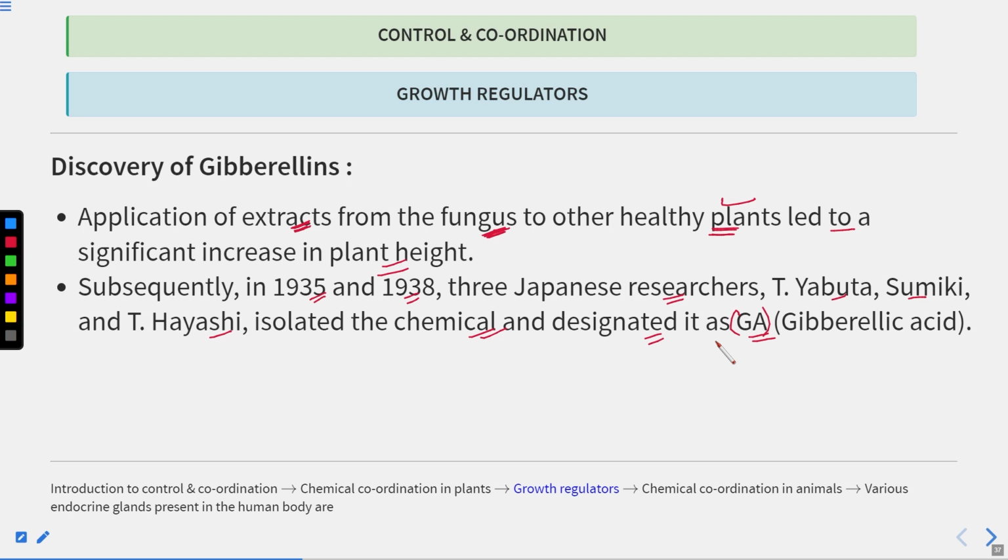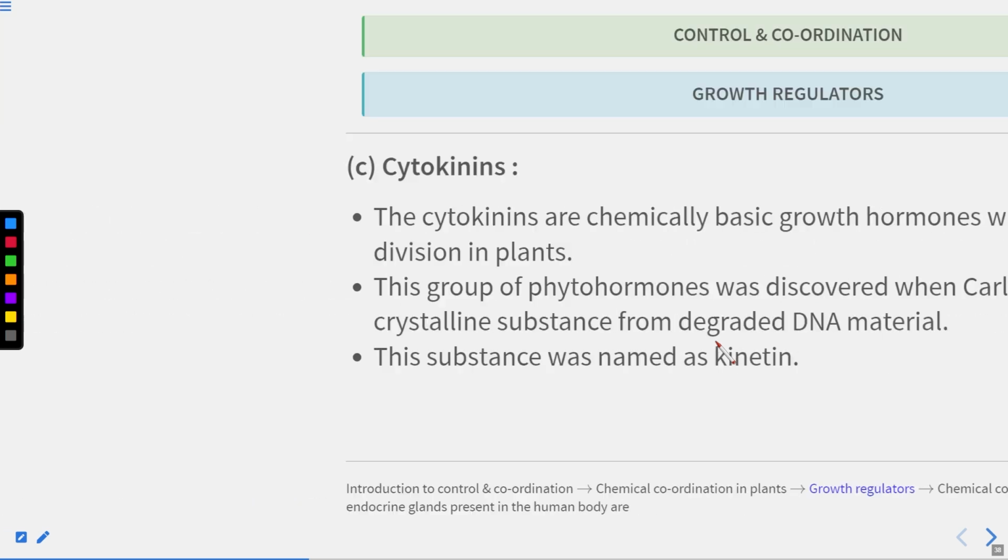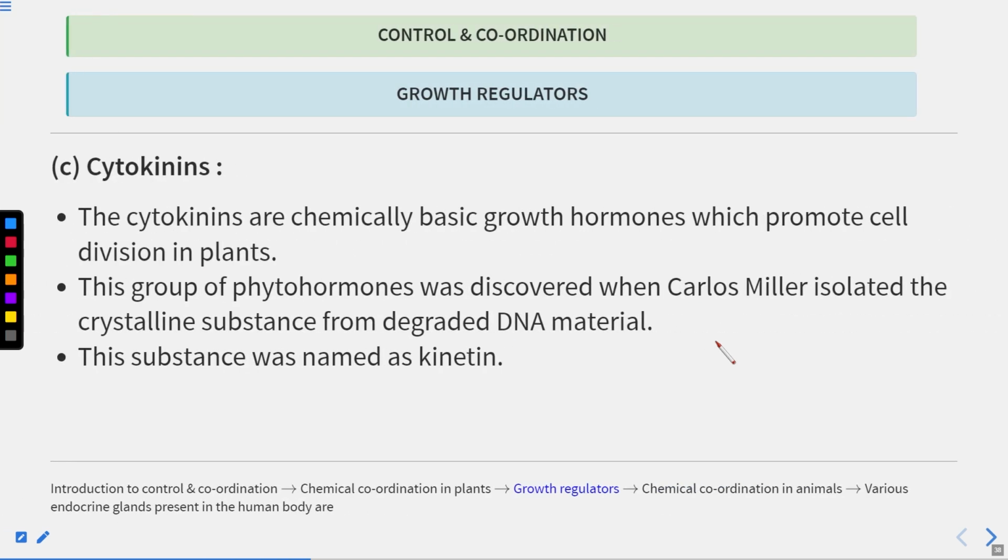So you can say gibberellins were extracted from the fungus Gibberella fujikuroi, which infected the rice plant. And the infected rice plants were exceptionally tall. Why were they tall? Because of the infection of the fungus, which was releasing a chemical that we now know as gibberellic acid. Now let's talk about the cytokinin.